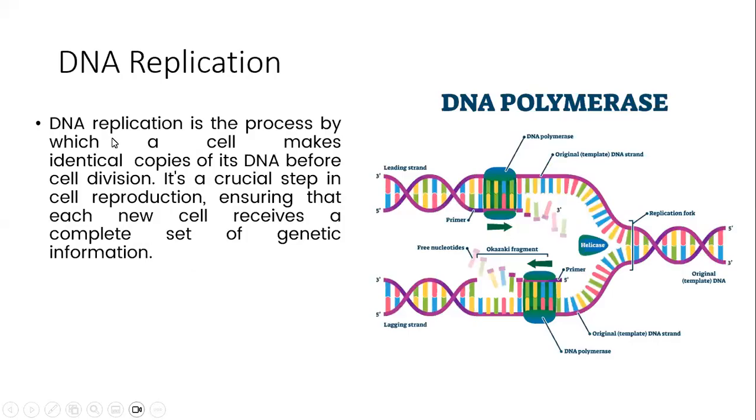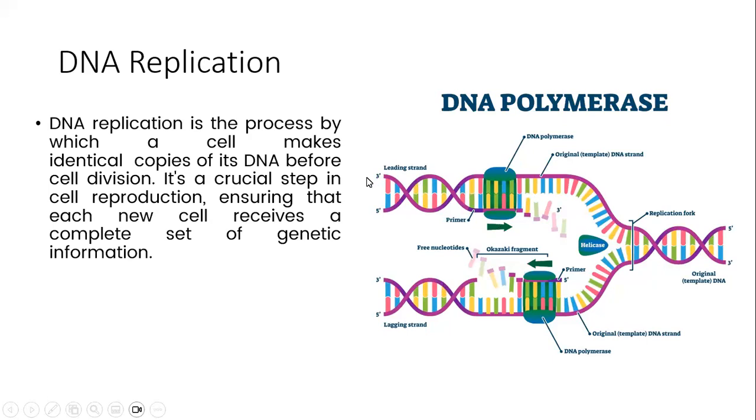So the first thing I wanted to touch on was DNA replication, just understanding how our DNA replicates. DNA replication is a process by which a cell makes identical copies of its DNA before cell division. It's a crucial step in cell reproduction, ensuring that each cell receives a complete set of genetic information. So if you weren't aware, all your cells, well, except for your neurons, have to go through the cell cycle. But before it does that, you have to replicate your DNA.